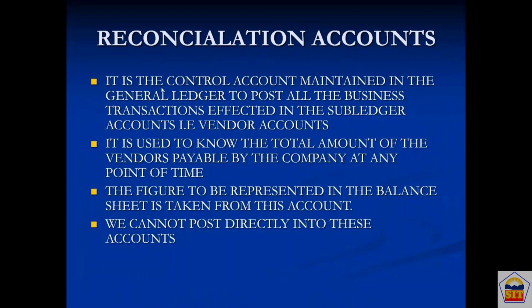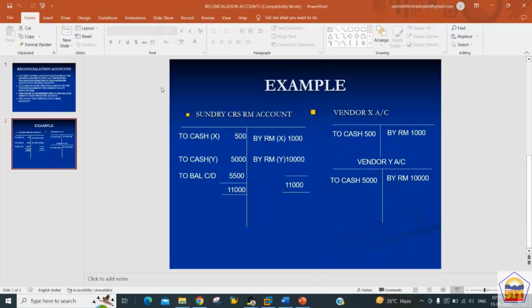If you try to use this reconciliation account for manual posting, the system will give you the error message that manual posting is not allowed. Why? Because the posting is allowed in the subledger, and through the subledger this reconciliation account will get the transaction. We'll also see it in the system, so it will be more clear to you.